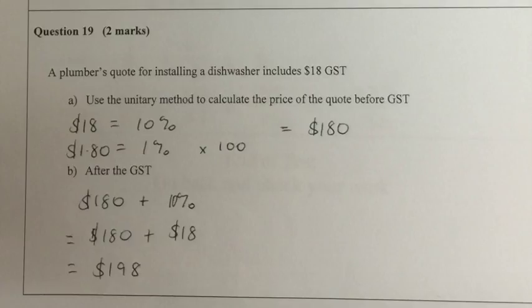Now, the next part of the question, question B, asks us for the price after GST. That's pretty easy. We've just worked out the price before GST, which is 180. So we have 180 plus 10% is going to equal what the full price is. So that's $180 plus $18, which equals $198.